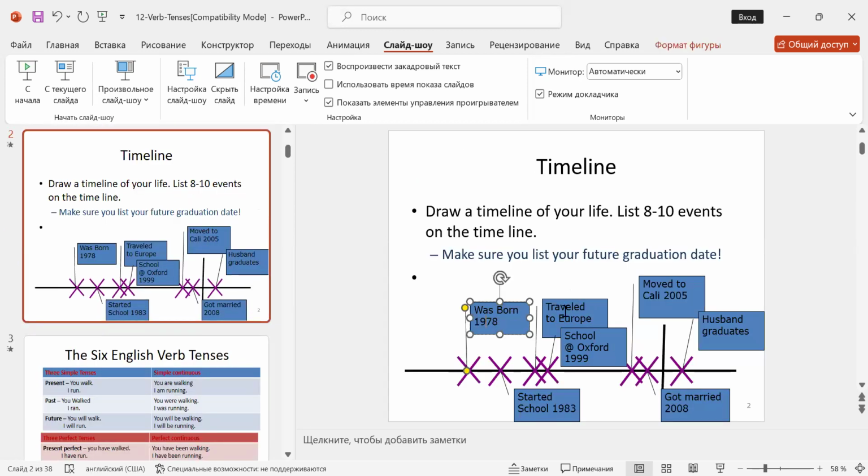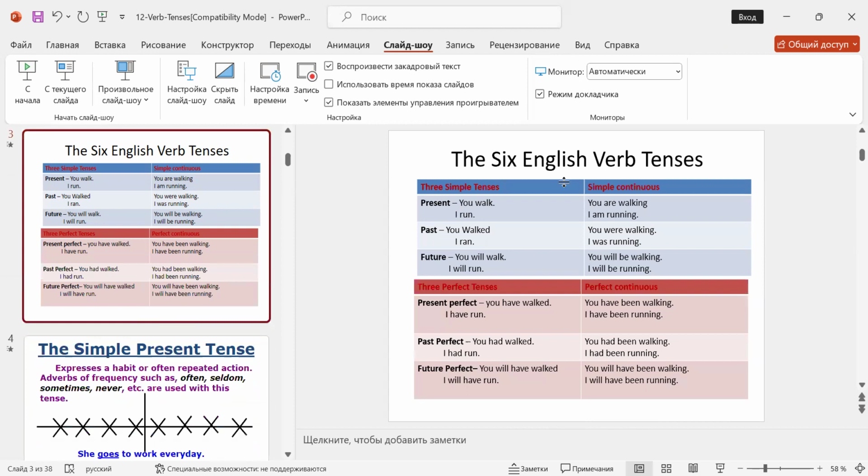When you were born, when you traveled somewhere, when you studied at school, when you moved somewhere, and so on. The 12 English tenses: 3 simple tenses and 3 continuous tenses. The first tense is present simple. The next is past simple. The next is future simple. Continuous tenses: present continuous, past continuous, and future continuous.